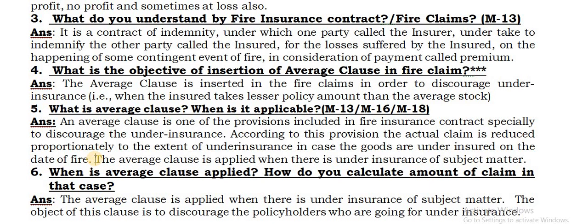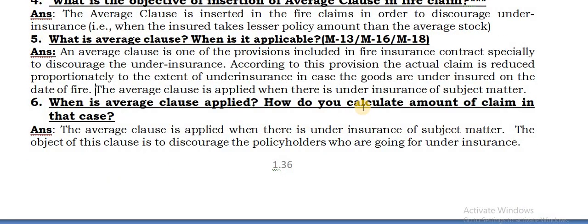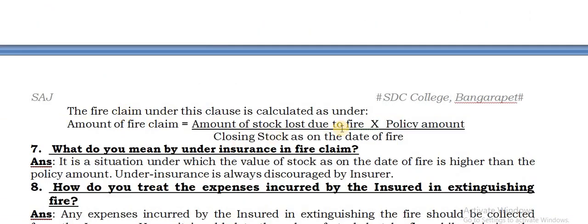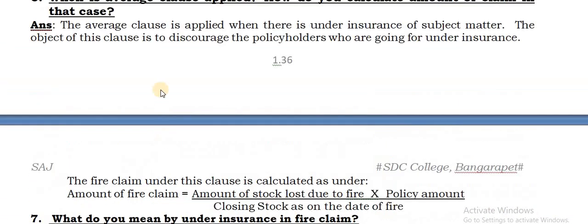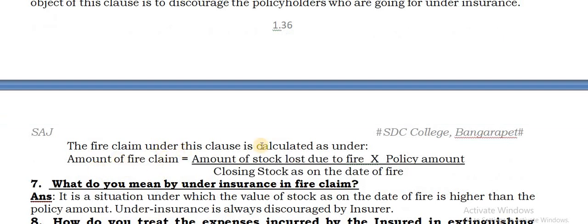Or, as you have understood, it is applied when the closing stock amount as on the date of fire is more than the policy amount, then you can apply the average clause. Same again here: when is the average clause being applied and how do you calculate the amount of claim in that case? So this is the formula which you are going to use. When there is under insurance we apply the average clause, and then we apply this formula.